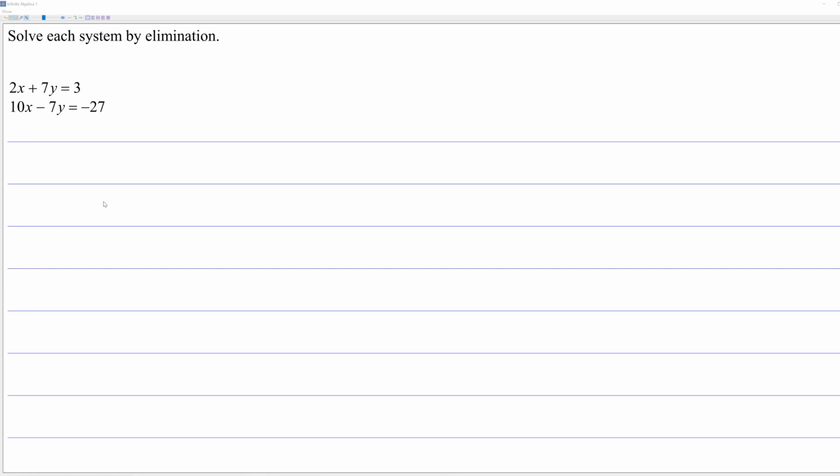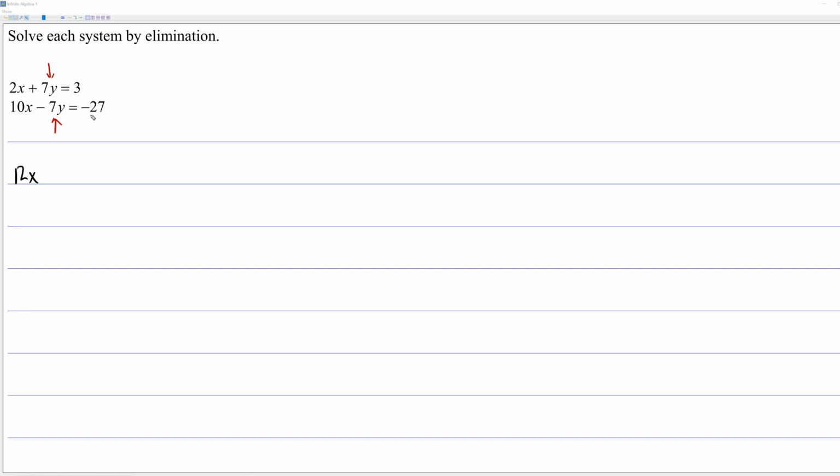Now, this example is designed to use the elimination method. If you'll notice, in this system of equations, we have a positive 7y and a negative 7y. Without going into all the details of why it's true, you are allowed, when solving a system of equations, to add the equations together. So I can add 2x plus 10x to get 12x. I can add 7y and negative 7y, and those cancel, hence the name, the elimination method. Don't forget to add the right-hand side as well.